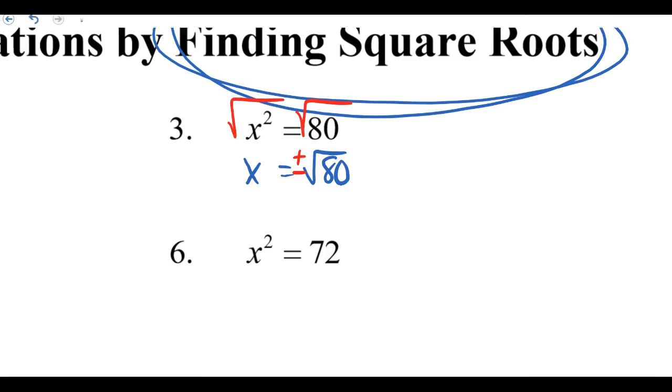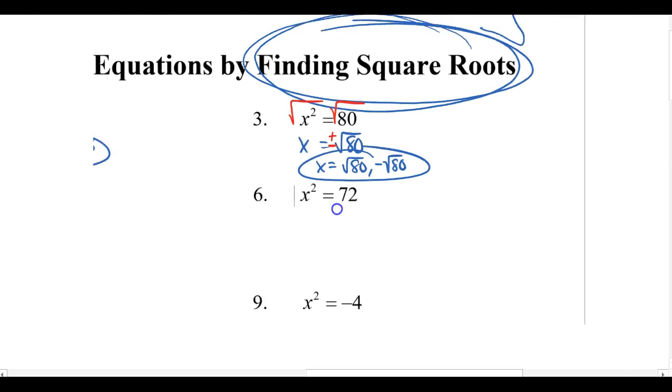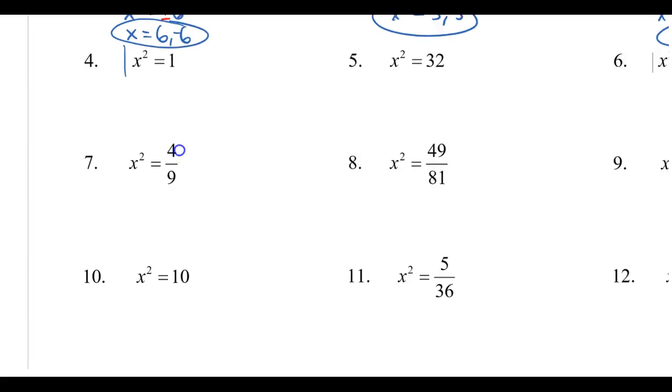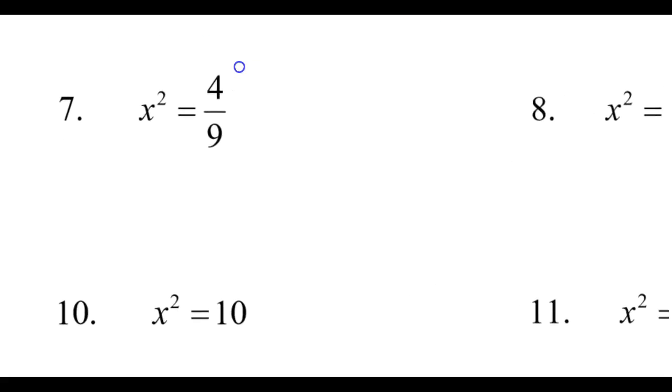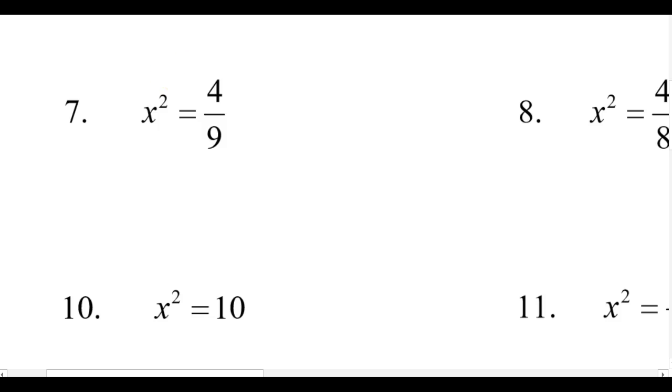So how you'll write your answer now is x equals the square root of 80, the positive version, and it also equals the negative version, negative square root of 80. Because we're not going to do it in decimal form. Even though you could write it in decimal form, 8.94 and negative 8.94.